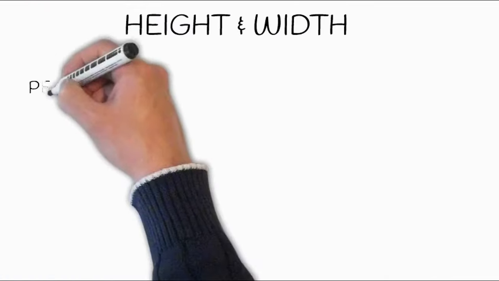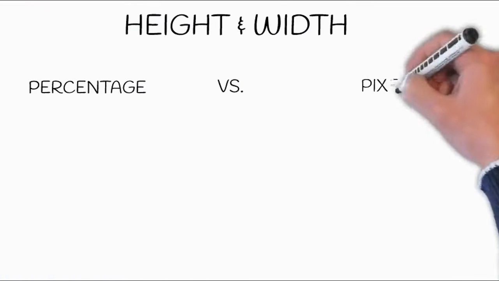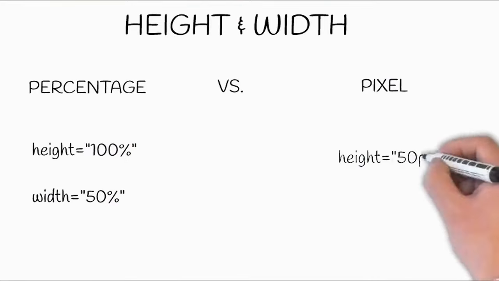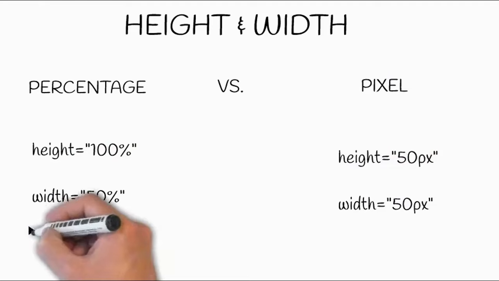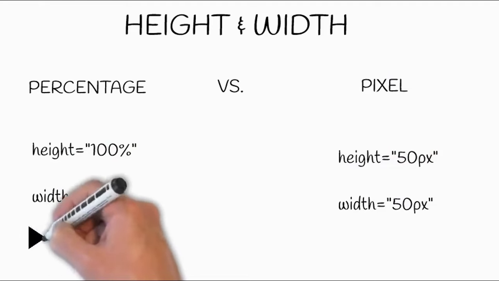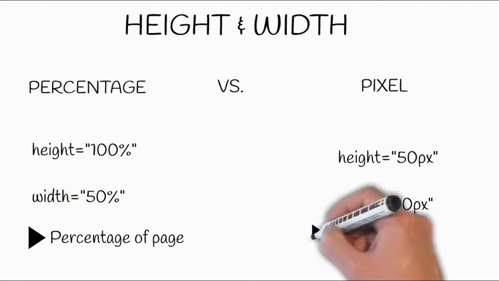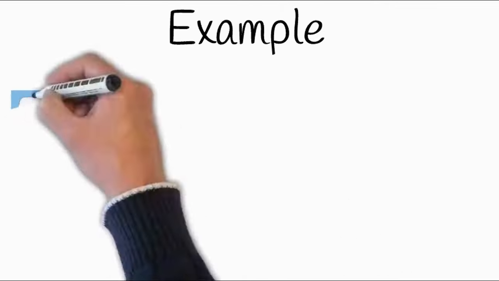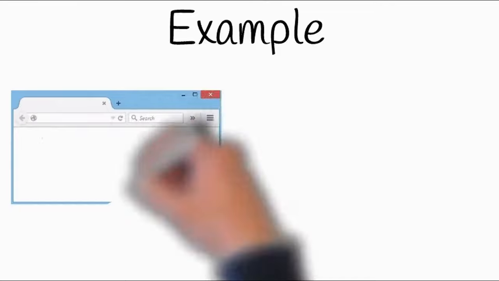Alright, now let's further explain what we have here. We have height and width and percentage versus pixels. Now we have height of 100% and width of 50%, which is different than height of 50 pixels and width of 50 pixels, because percentage is a percentage of the page and pixel takes up the number of pixels based on the overall number of pixels allocated on the web page.